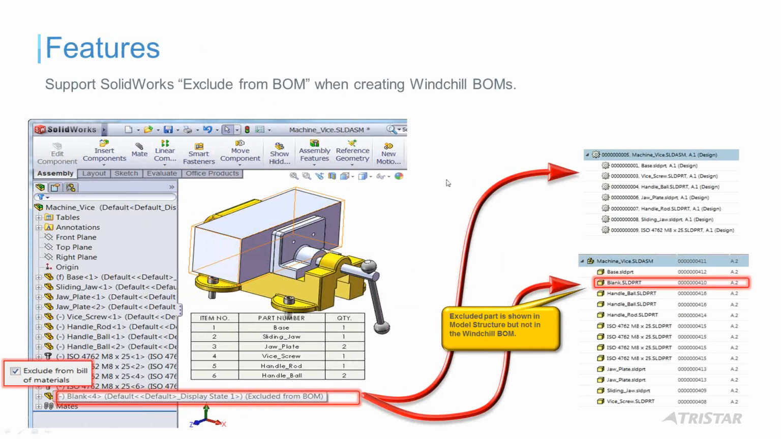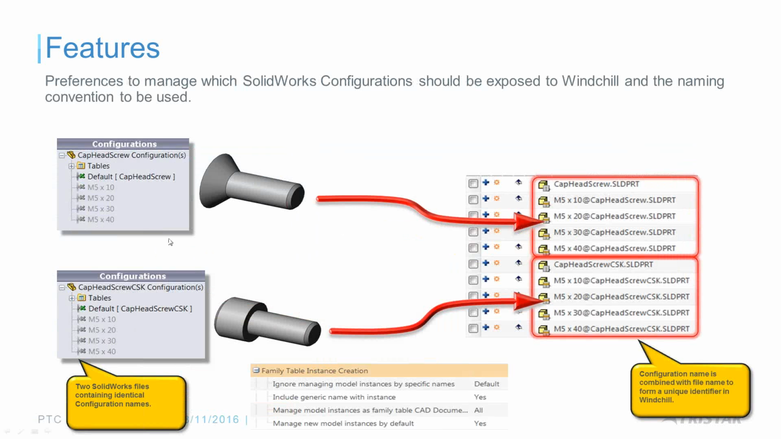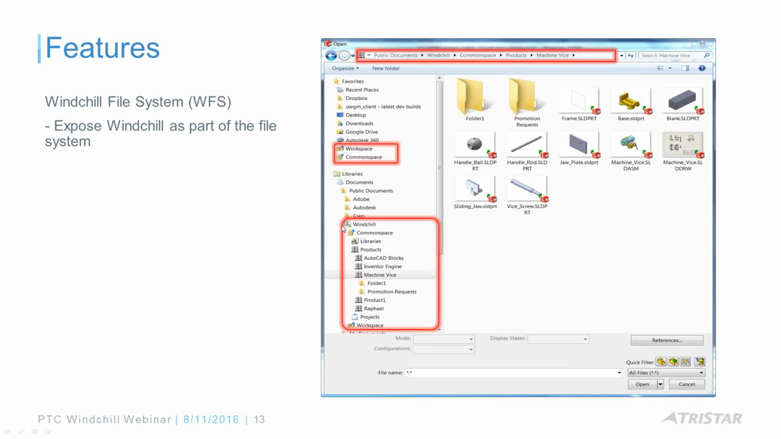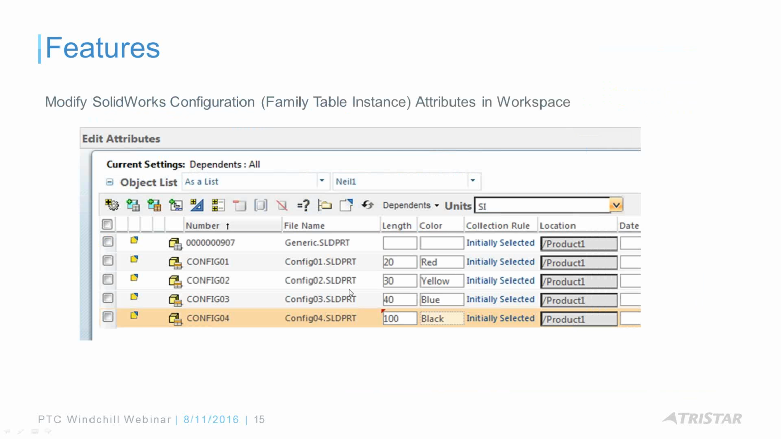Support for features like excluded parts. Support for virtual components, which configurations are actually exposed to Windchill. Some configurations you may not want to create as component items within Windchill, as well as the ability to open and see files within Windchill and the ribbon that we looked at. And the last slide here that I'll show is the ability to edit attribute values for your various parts within the assembly or configurations themselves in Windchill.